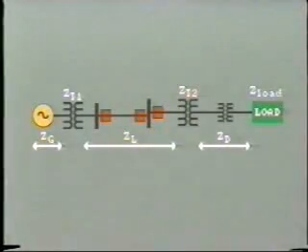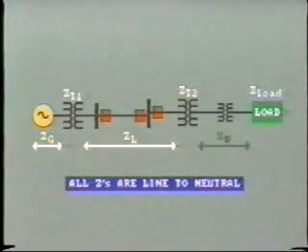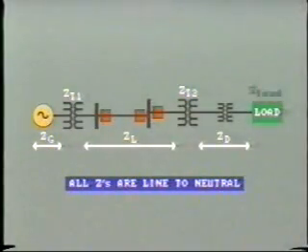Here is another single-line diagram, but this time of a more complicated system. The impedances line to neutral are represented here. The generator, the step-up transformer, the transmission line, the step-down power transformer, and here the total distribution circuit, including the distribution transformer, and eventually the impedance of the load.